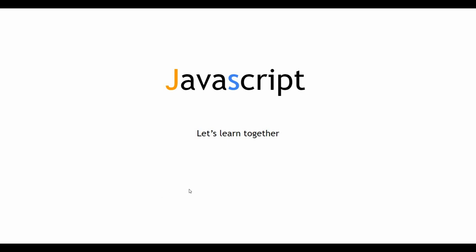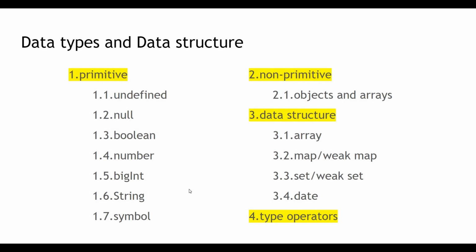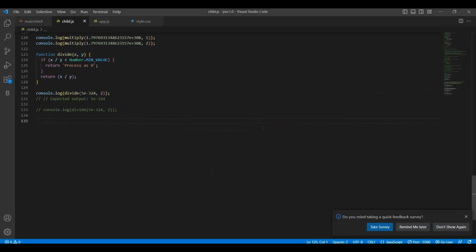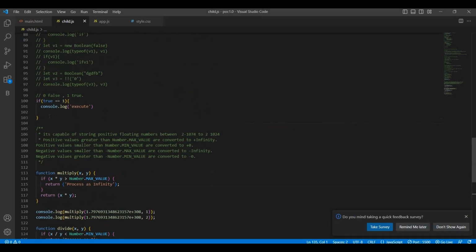As part of learning JavaScript, we are learning about data types. In the previous videos, we have covered primitive data types: undefined, null, and boolean. Today we'll discuss number. But before talking about number, we have to discuss boolean because we missed some concept.